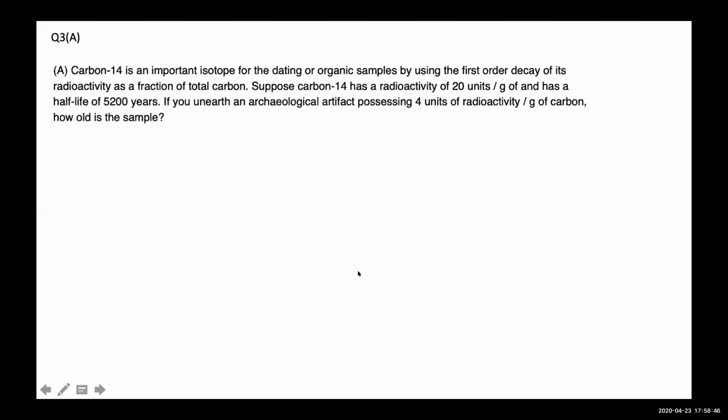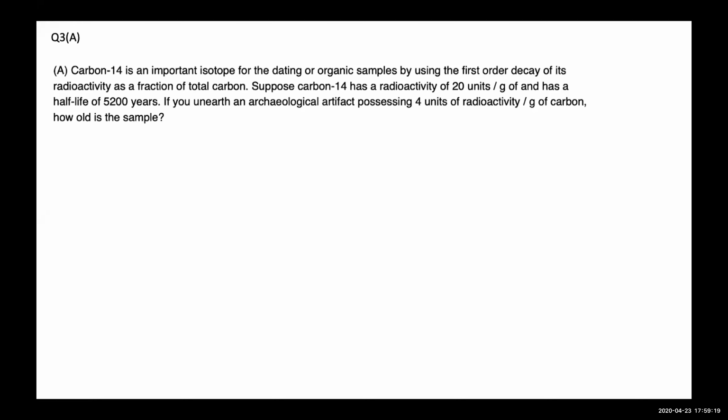Okay, can everyone hear me and see my screen? Yes. Okay, so for 3A, it says that carbon-14 is an important isotope for the dating of organic samples by using the first order decay of its radioactivity as a fraction of total carbon. Suppose that carbon-14 has a radioactivity of 20 units per gram and a half-life of 5,200 years, and you find an artifact possessing 4 units per gram of radioactivity of carbon, and we're asked to calculate how old the sample is.